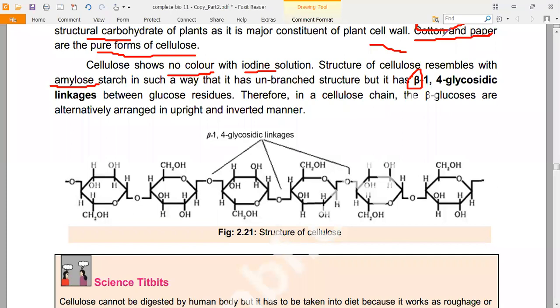When you see this diagram, you can see there is a 1,4-glycosidic linkage here, and now they will form a bond like this, flipped bonds, and you can see this orientation in all the chains. These are linear chain structures, not the branched one. So they are arranged in an upright and inverted manner.